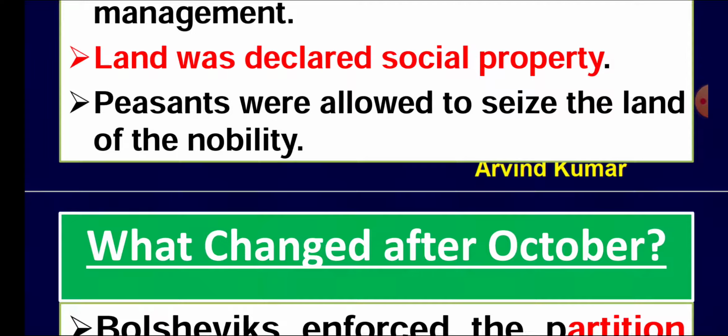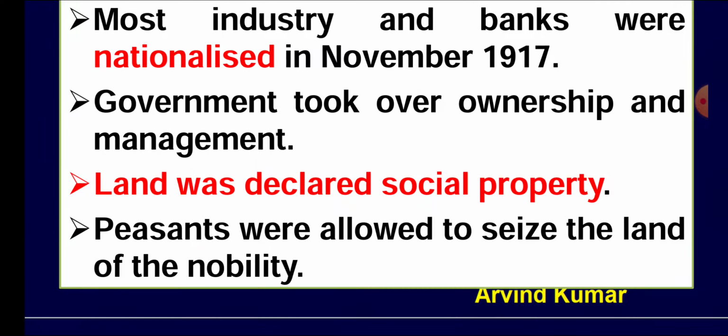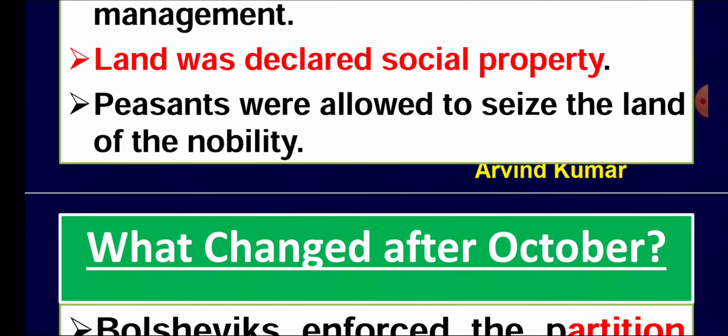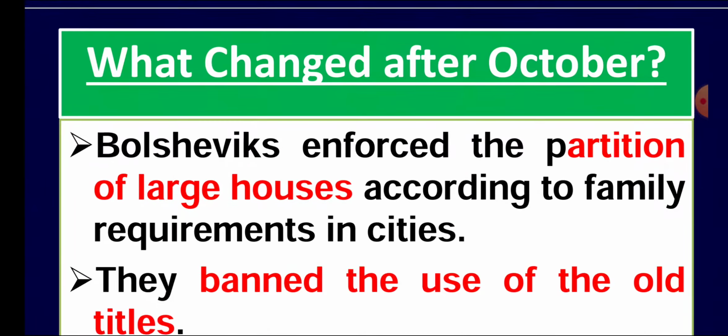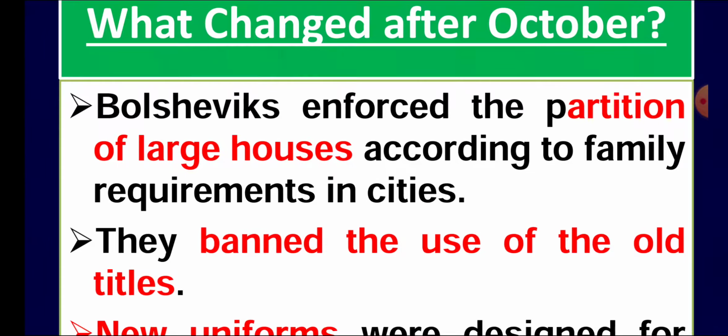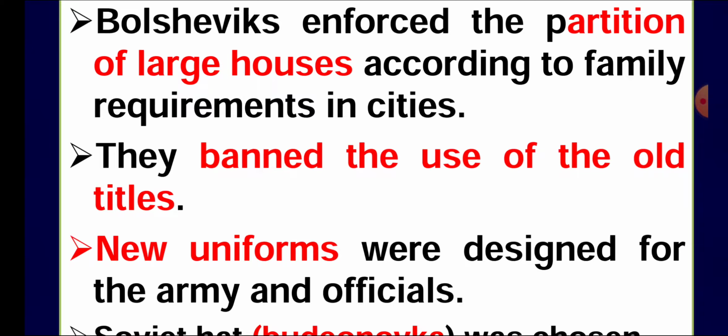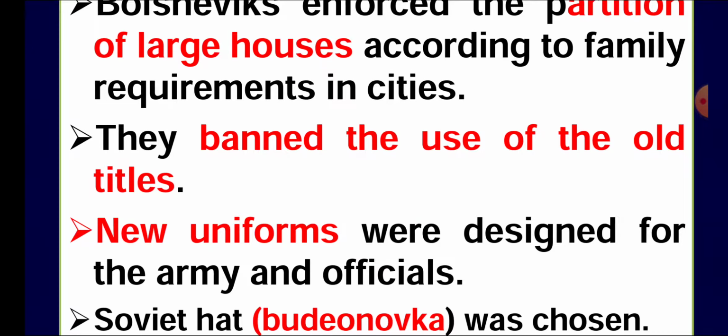Peasants were allowed to seize the land of the nobility. Nobles or the rich people who were the owners of the land, that land was seized from them and given to peasants. The Bolsheviks enforced the partition of large houses according to family requirements. Large houses of the landowners were divided. They banned the use of old titles. All the old titles were banned. Titles here refers to Raja Sahab, Nawab Sahab and all.